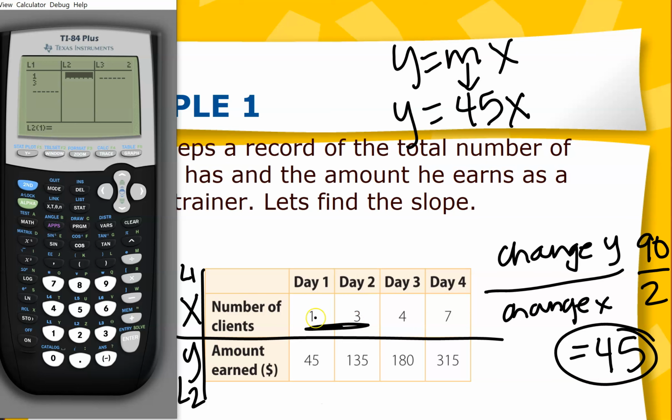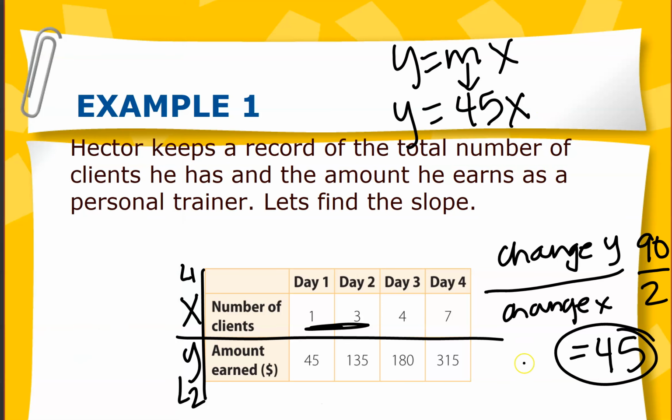All right, so the x of 1 is 45, and the y of 3 is 135. Stat, calculate, go to number 4, enter all the way down, enter. And that is 45, so we got the answer correct.